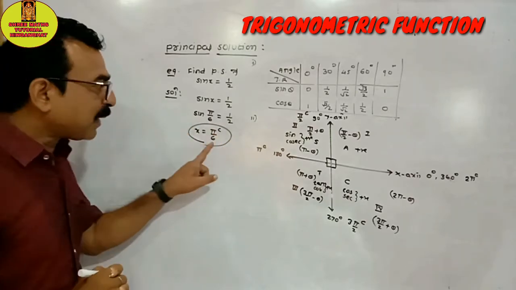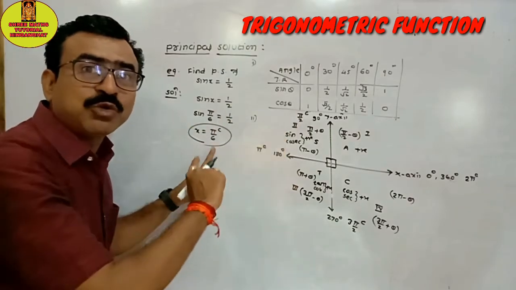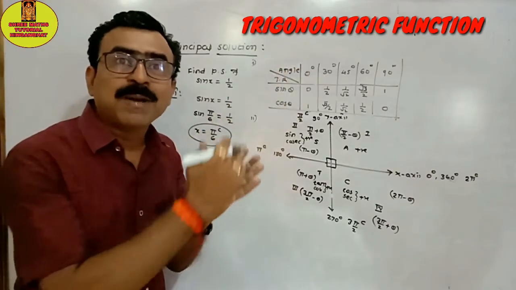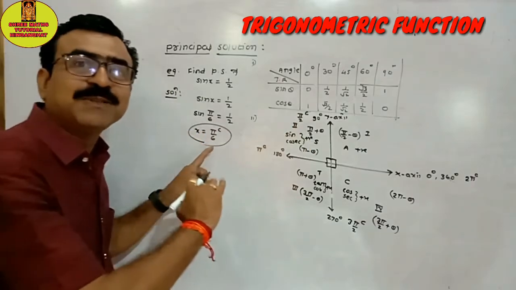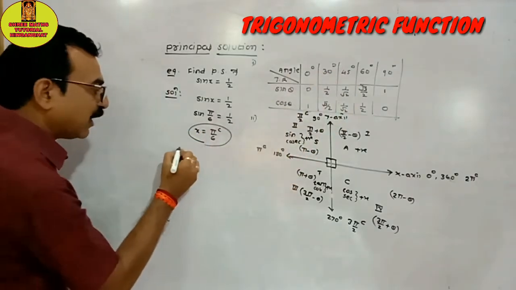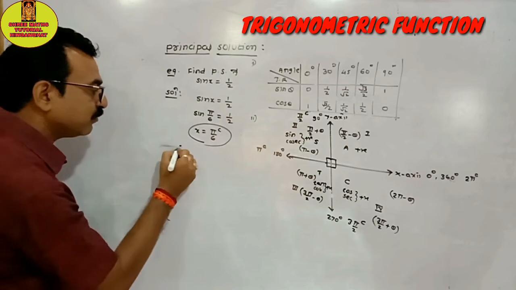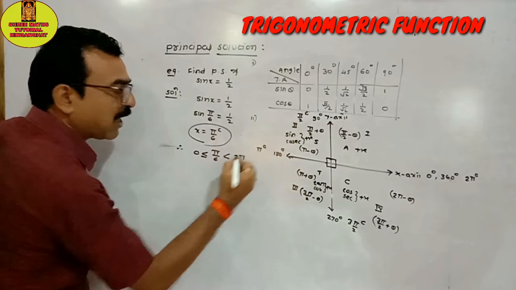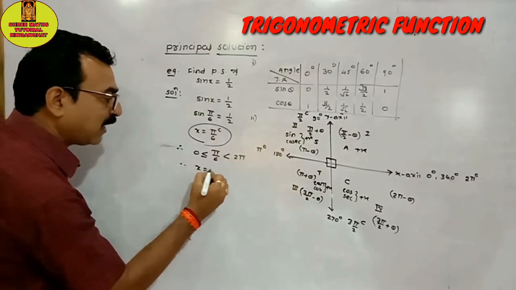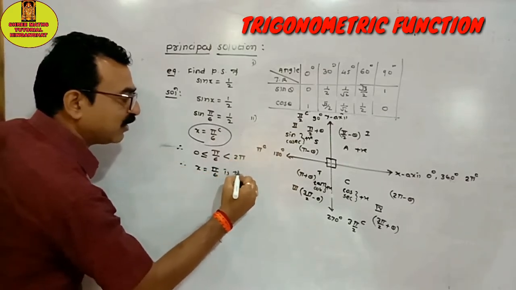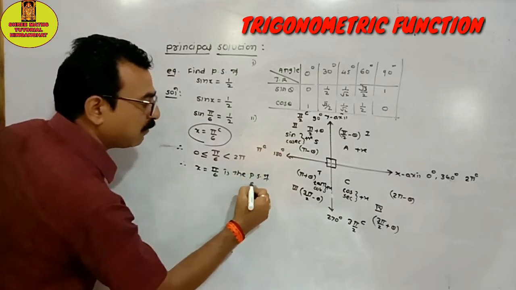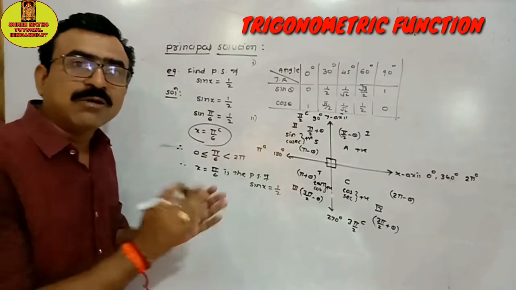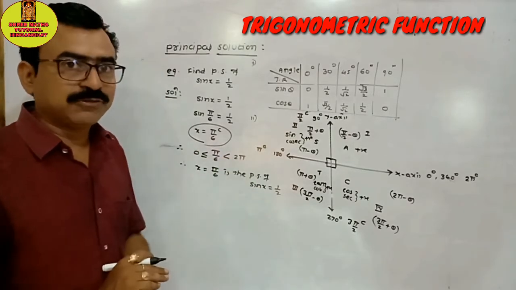Okay. But this pi by 6 lies between 0 and 2 pi. Pi by 6 means 30. 0 and 2 pi, 2 pi means 360. So 30 lies between 0 and 360. So write down here, since pi by 6 lies between 0 and 2 pi and therefore x is equal to pi by 6 is the principal solution of sin x is equal to 1 by 2. Understood? Now you have to find the second principal solution.